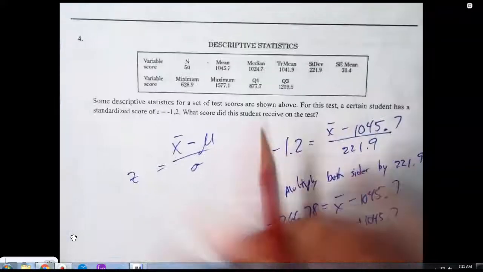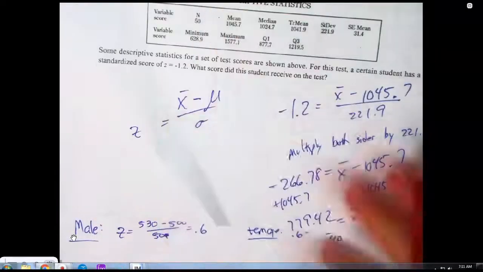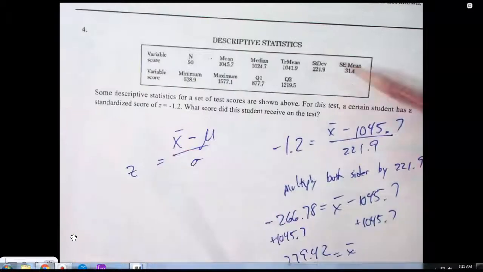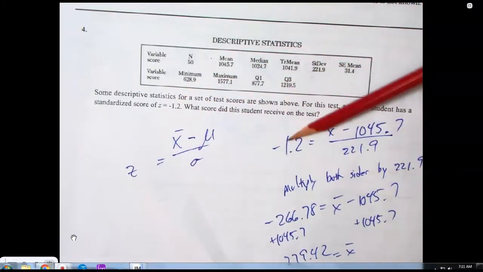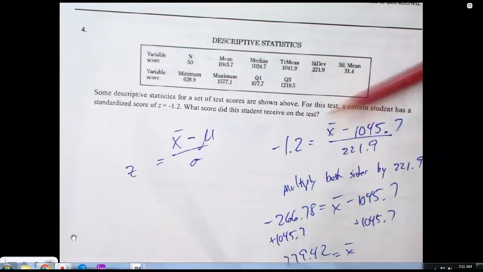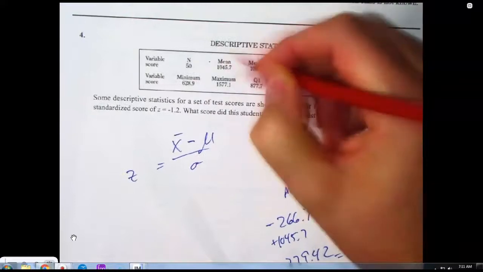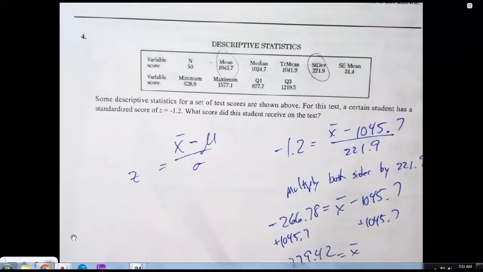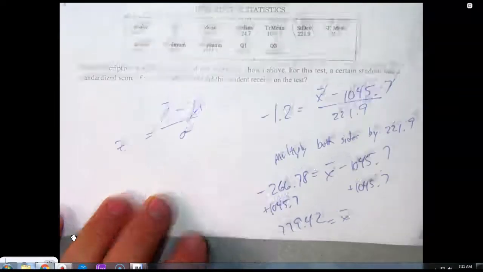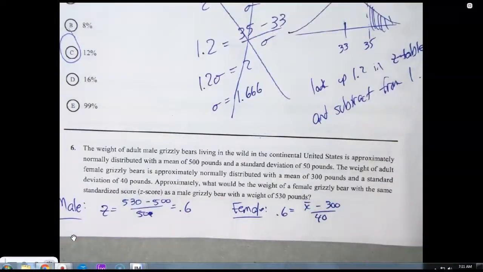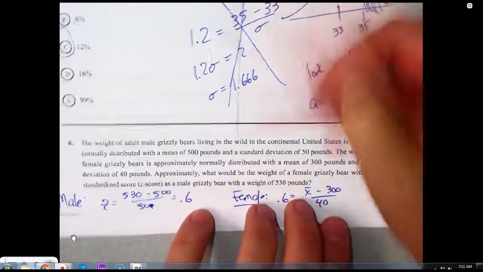Number 4, the answers are on the next page. Let me show the work here. So a z-score of negative 1.2. Again, I'm starting with this formula. I know z, I know x bar, I'm looking for x bar. I know the mean, I know the standard deviation. I'm getting those from this table up here. And then I'm just solving that with algebra. Get down to 779.4.